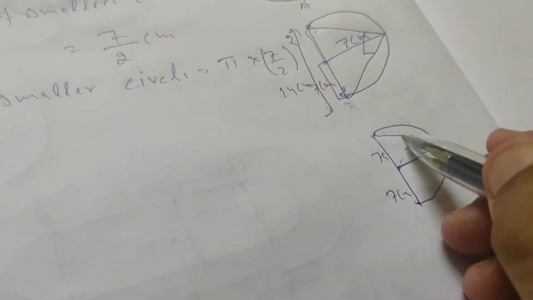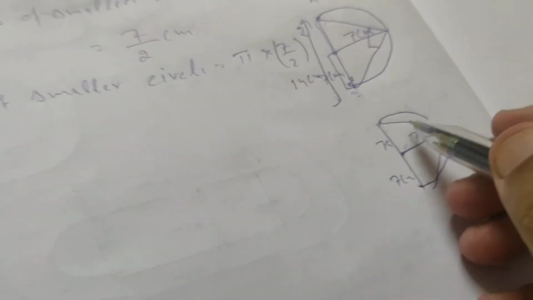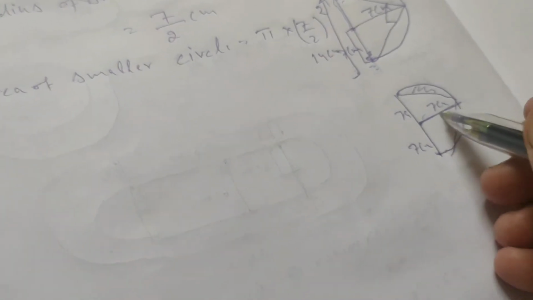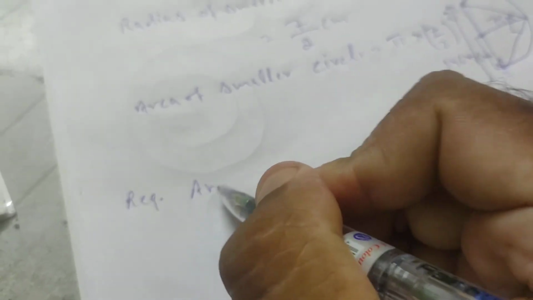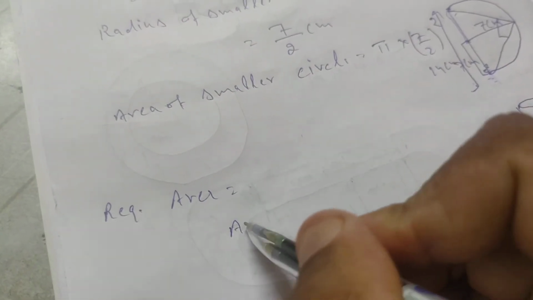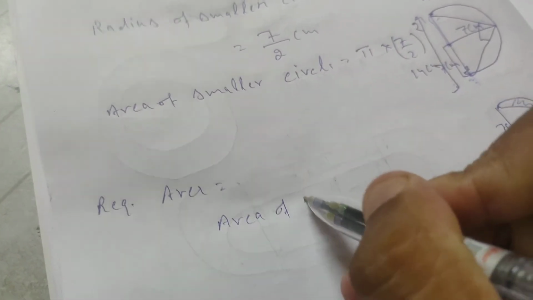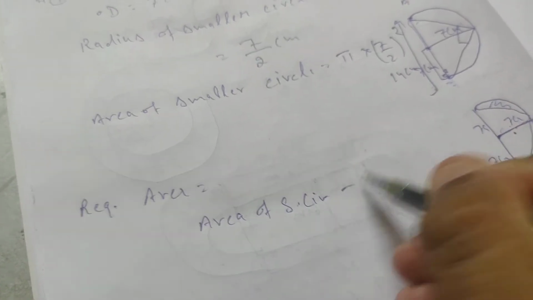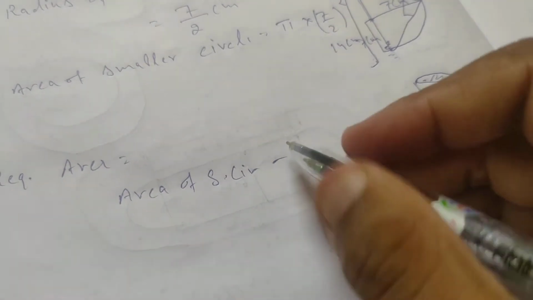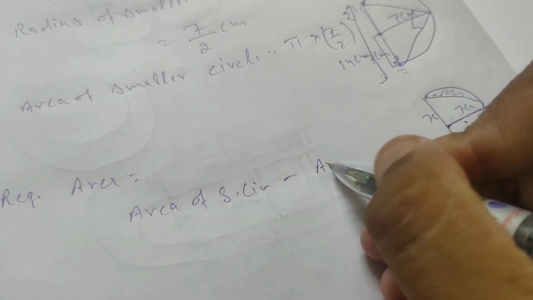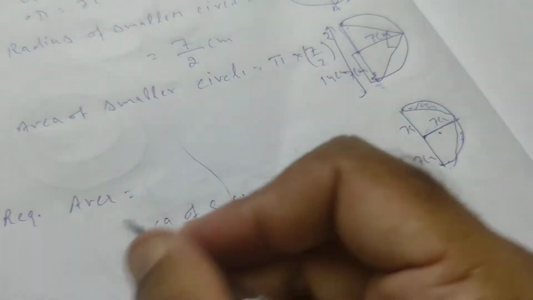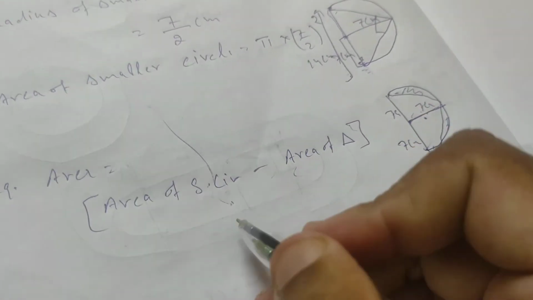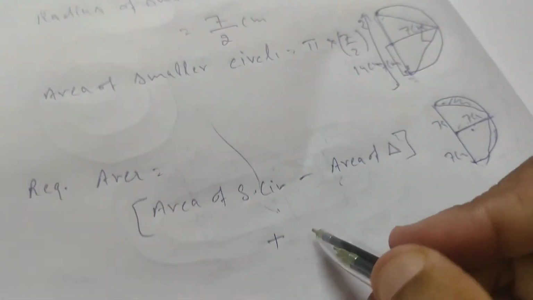So the required area is equal to, you will say sir, area of semicircle minus area of triangle, this one, plus area of smaller circle.